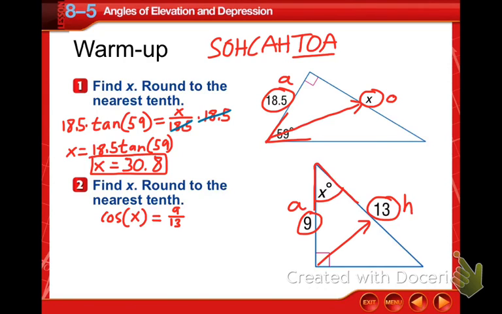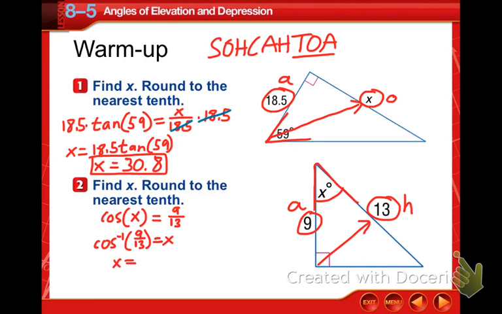So now, what we're going to do, just like adding and subtracting, we use our opposite operation. For cosine, your opposite operation is inverse cosine. So you just do cosine inverse, and basically we just switch our x in the fraction. So 9 over 13 goes inside, and now the x is on the outside. So now we can just plug that straight into Desmos and we'll come out with our x.